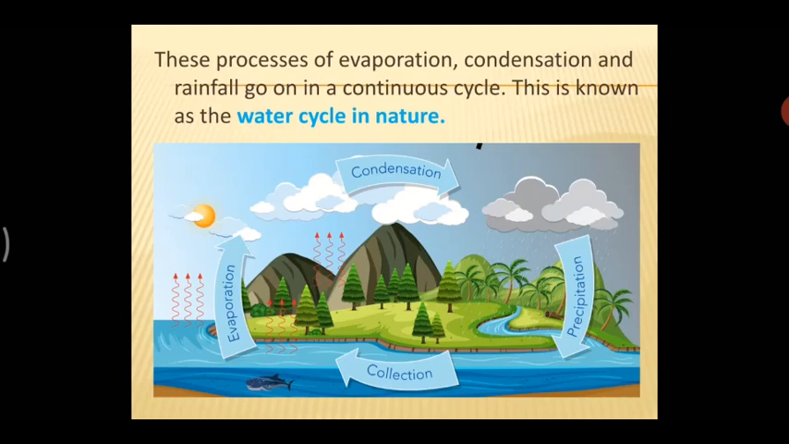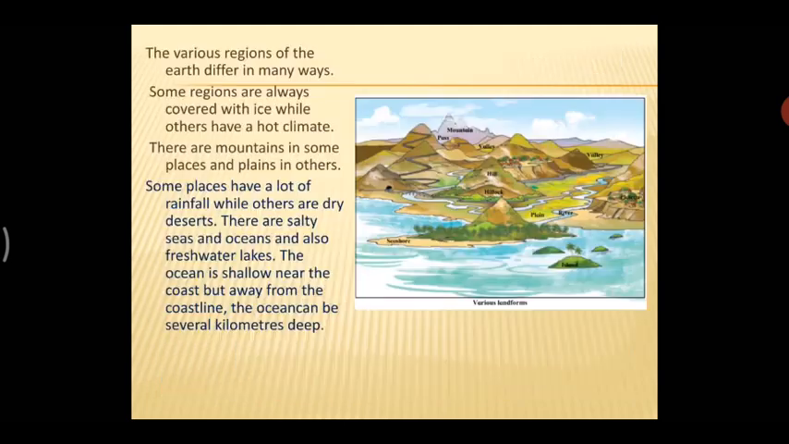So that cooling process is called condensation. And when all the water droplets collect and form big clouds, they cannot hold it together. So what happens? They come down to the surface of the earth in the form of rain. All this process of evaporation, condensation and rainfall is called the water cycle. We'll move to the next slide.